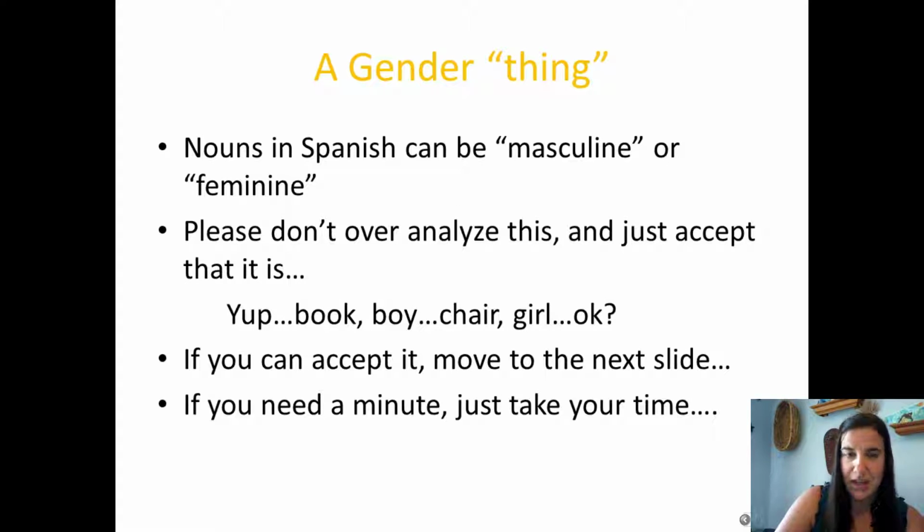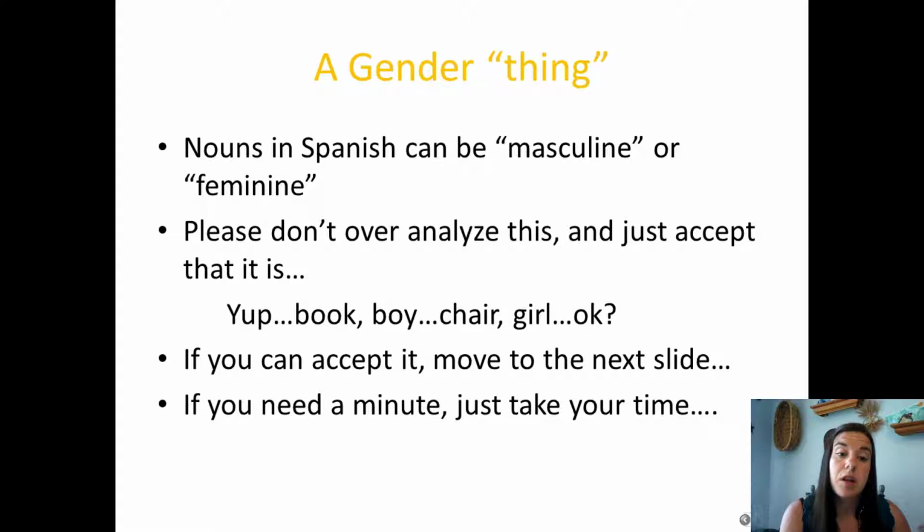It's a gender thing. Nouns, remember, people, yes, have gender, but places, things, and ideas in Spanish also have a gender. And that's kind of the thing that you just need to be willing to accept. So a noun, a thing, a place, an idea can be masculine or it can be feminine. And it has nothing to do with if it's a more boy thing or a girl thing. It's just given, think of the word itself having a gender.